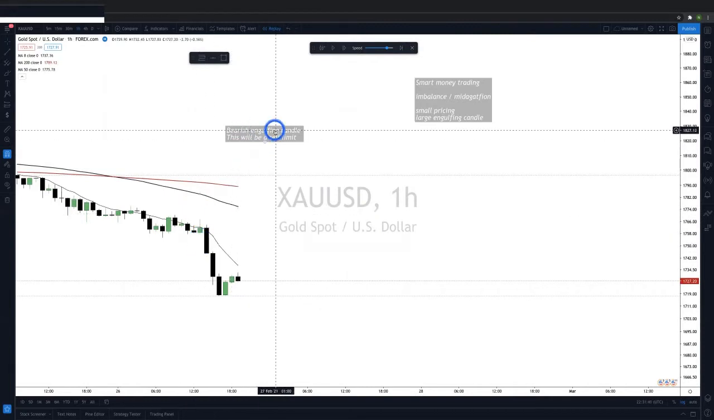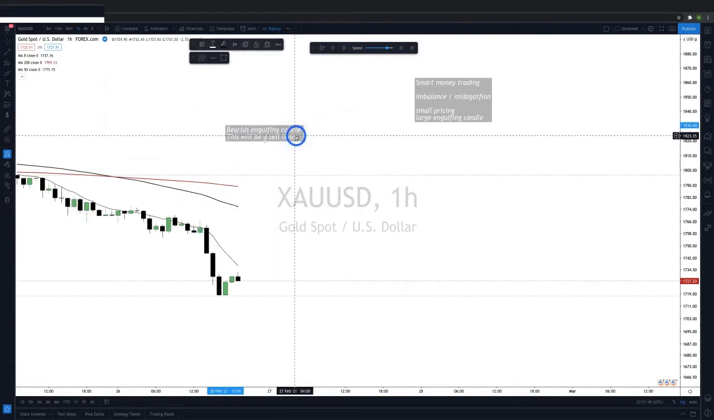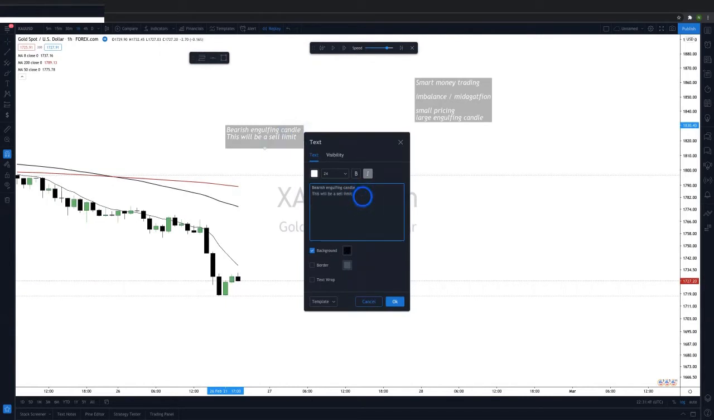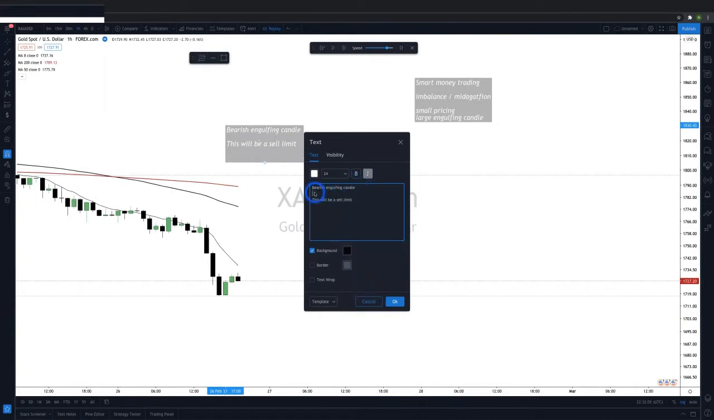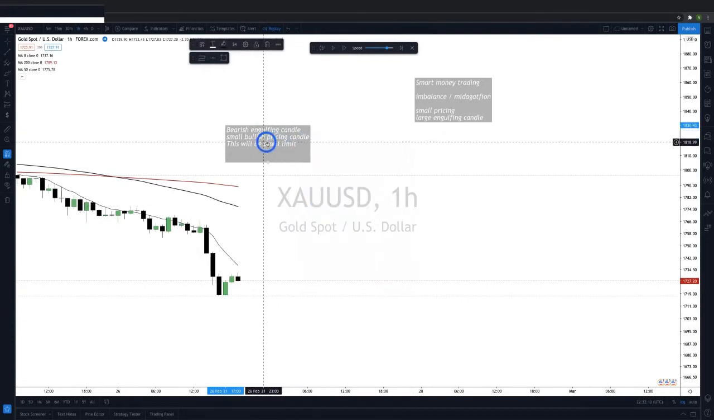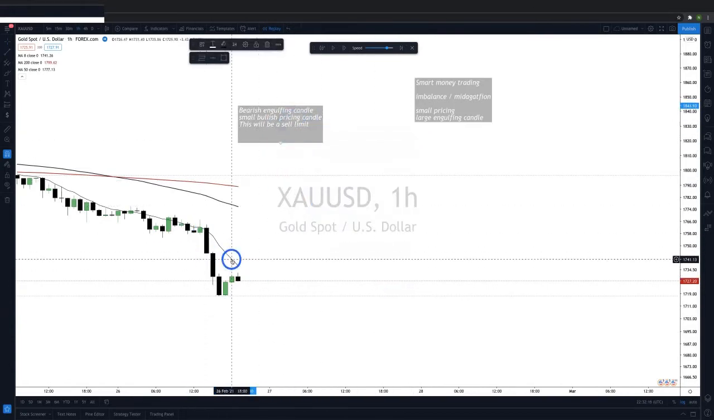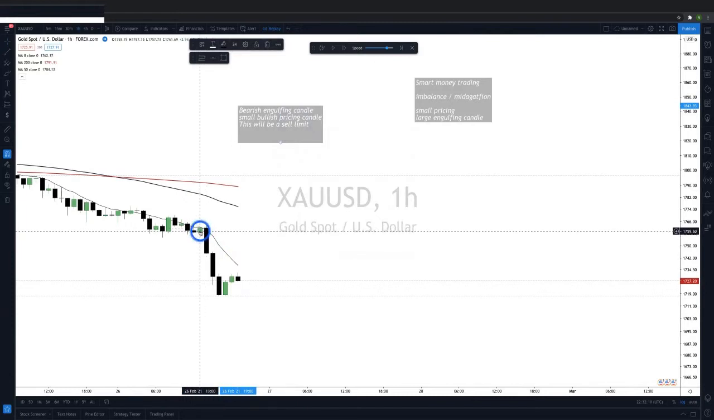So anytime you have a bearish engulfing candle and a small bullish piercing candle, this is going to be a sell limit. All right, so bearish engulfing candle, small bullish piercing candle will be a sell limit. So we have a small bullish piercing candle and a bearish engulfing candle.